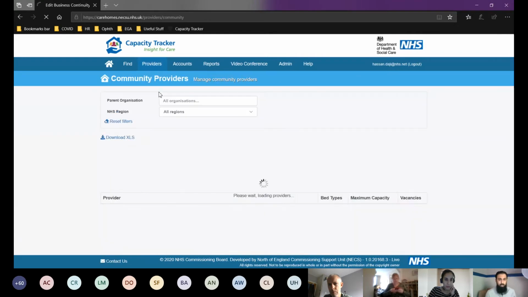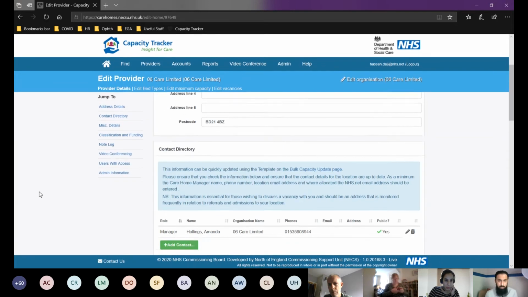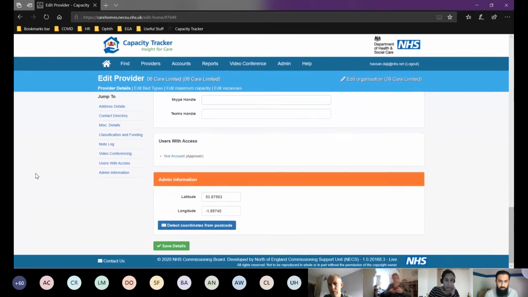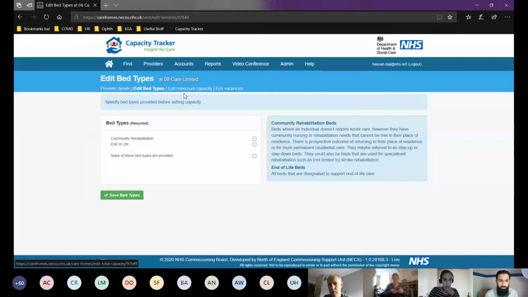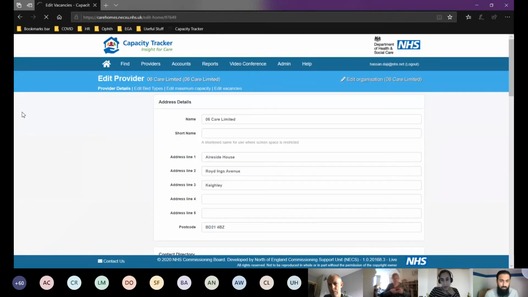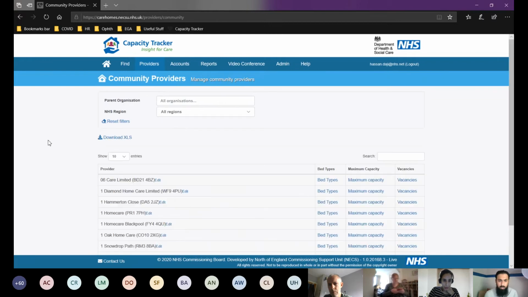Just conscious about the community health. But if people would like a bit more detail around the community health side, I think it's a bit more straightforward than the care homes one. We're happy, via your SDP leads, to arrange a time to talk you through the community health or hospice side a bit more, if needed.